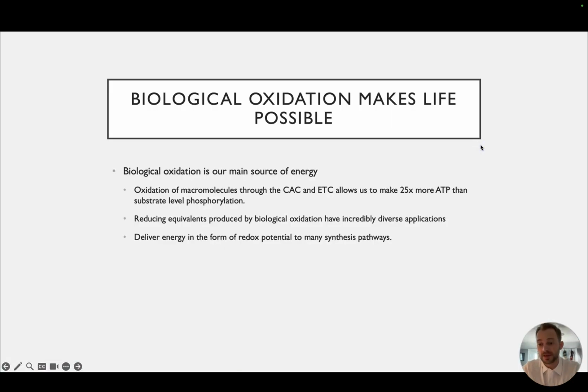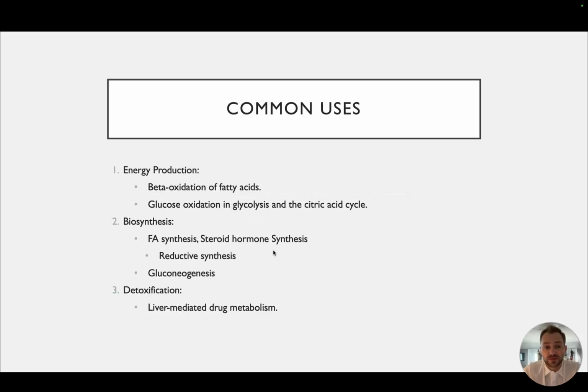Chapter 12 of our book, Harper's Illustrated Biochemistry, covers biological oxidation. Biological oxidation is our main source of energy, and we're able to leverage redox reactions using the ETC and the citric acid cycle to create 25 times more ATP than what we would create like anaerobes using just substrate level phosphorylation.